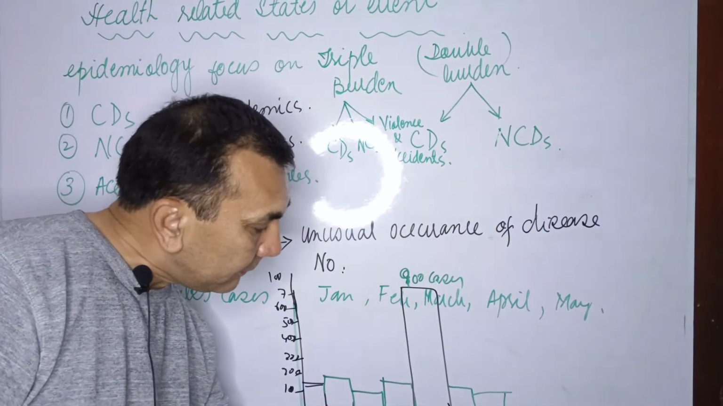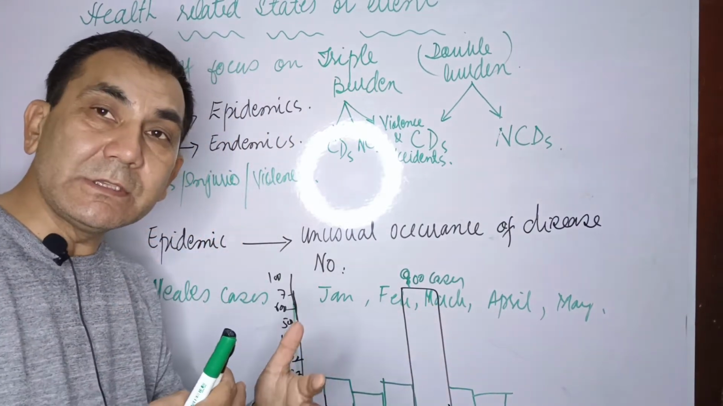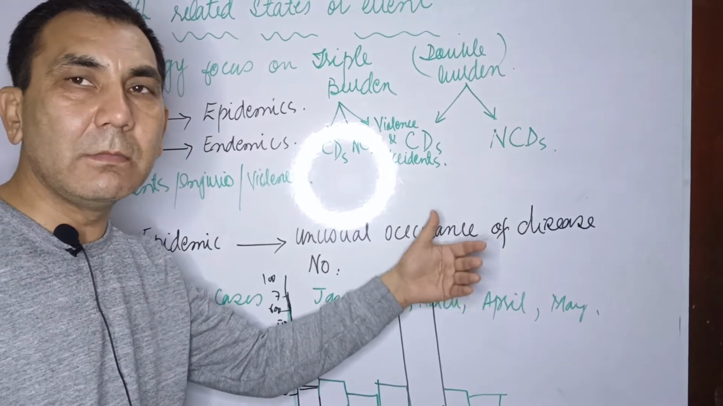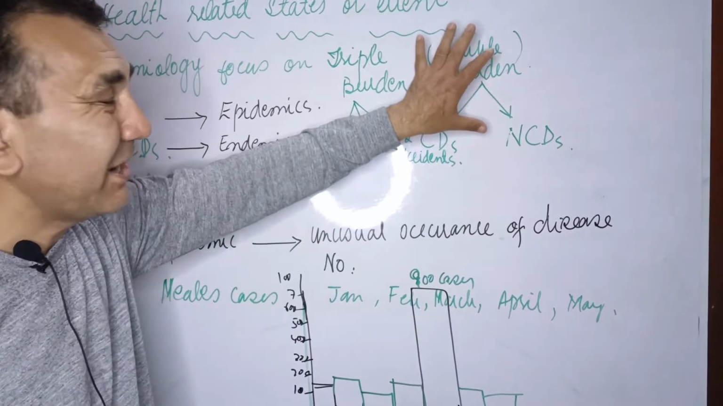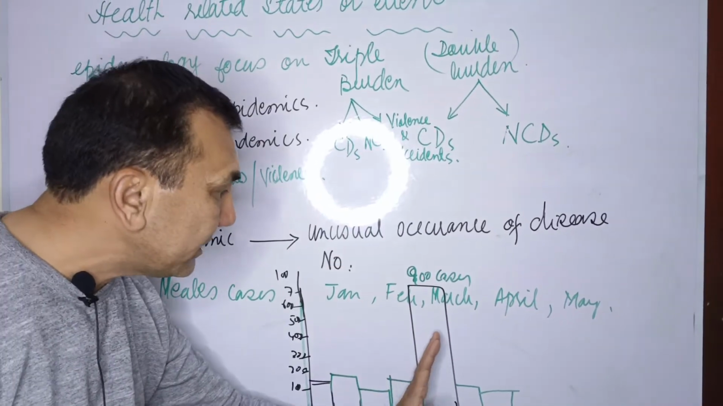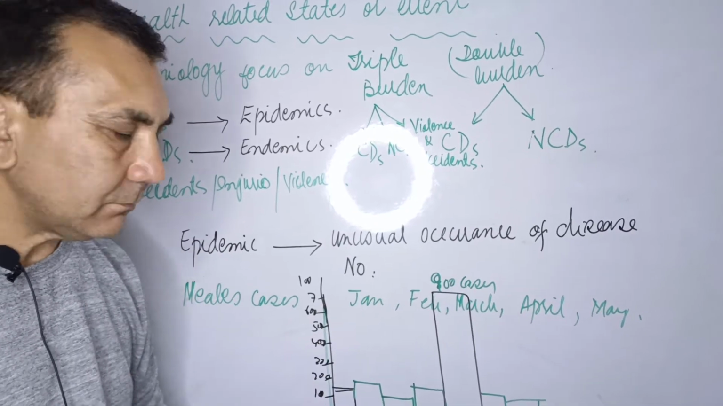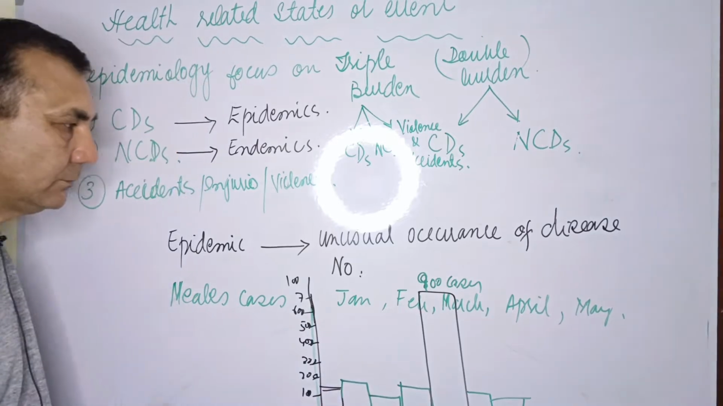So in the month of May, there was an unusual occurrence or unusual increase in the number of the disease or the event or related state of events. So it becomes an epidemic, right? Let me elaborate more in Urdu.